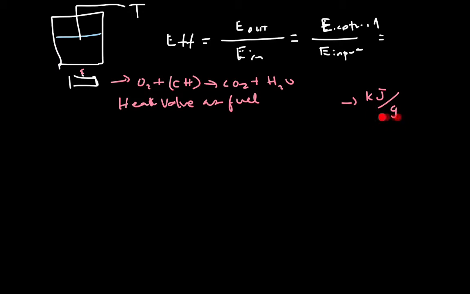So whether you went this heat value route or the other route, you had to compute the energy input right here. And then the energy output was basically the energy that was captured here in the change of temperature.